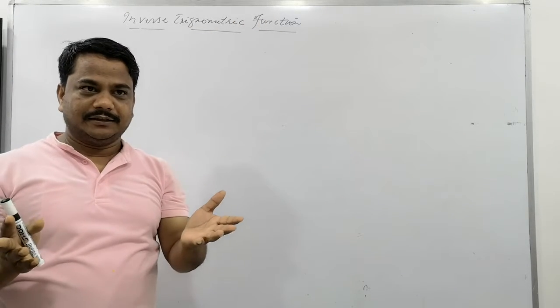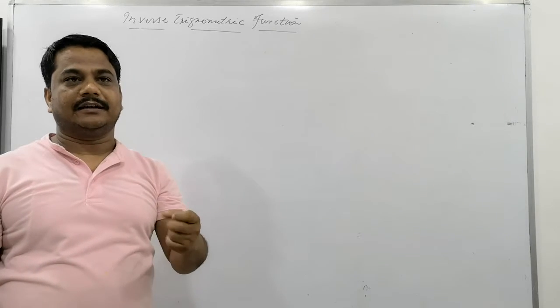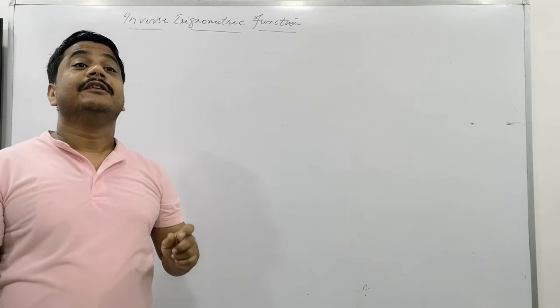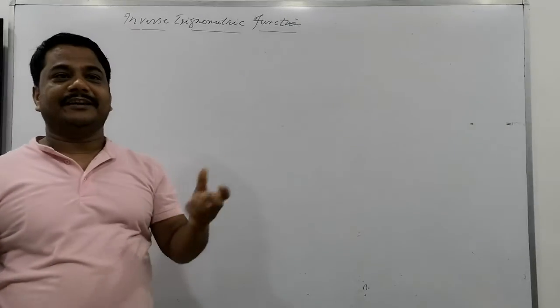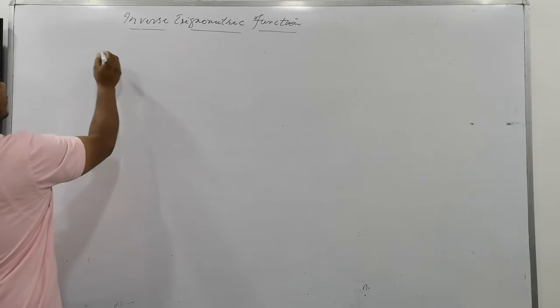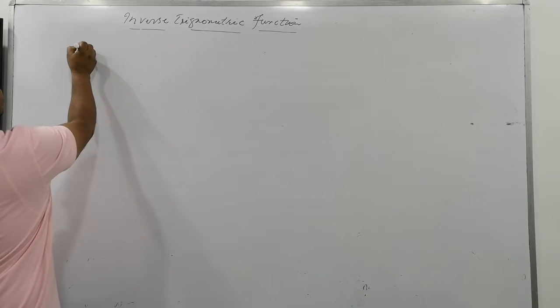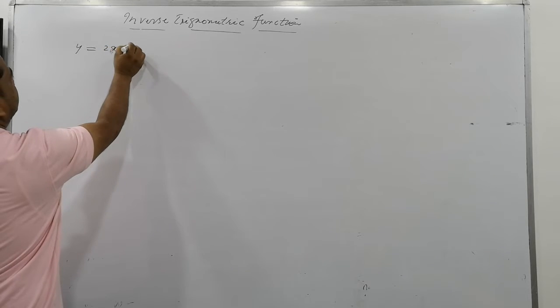What is called a function? When two values depend on each other, one changes or varies with the other, then the relationship between them is said to be a function. This is called function. Is that clear? And what is the meaning of inverse? I am telling you the meaning of inverse. Just take an example: I am writing y is equal to 2x plus 1.